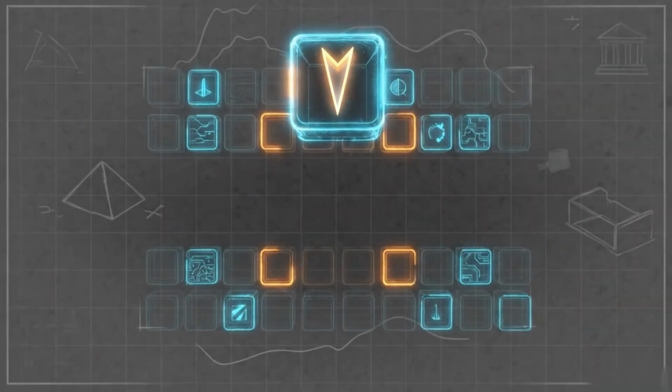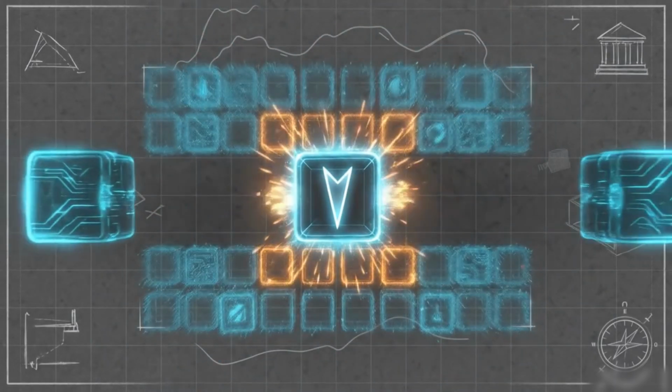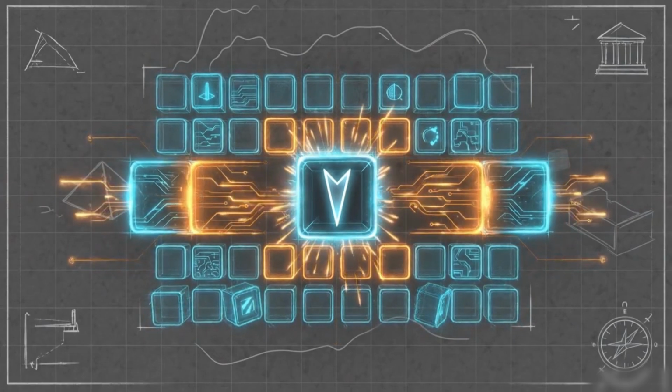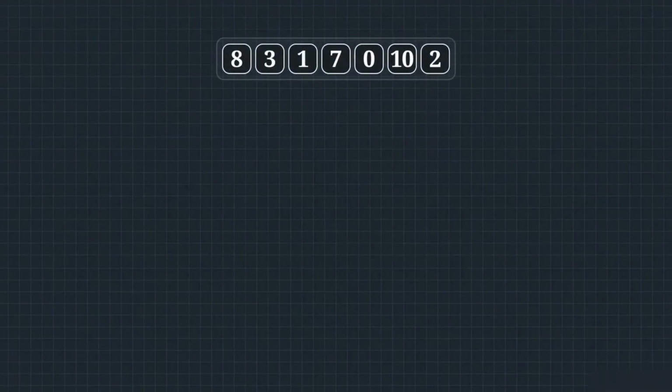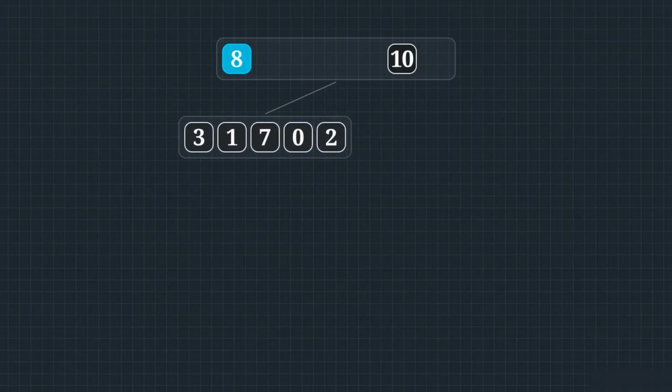Quicksort is essentially the process of finding the final home for one pivot at a time, ensuring that every step results in incremental progress towards a sorted array. Let's trace a full dry run using a 7-element array, starting with 8 as our initial pivot. The algorithm scans the array. Since 3, 1, 7, 0, and 2 are all smaller than 8, they are routed into a subgroup on the left side of the pivot. The value 10 is greater than 8, so it is isolated into a separate subgroup on the right.